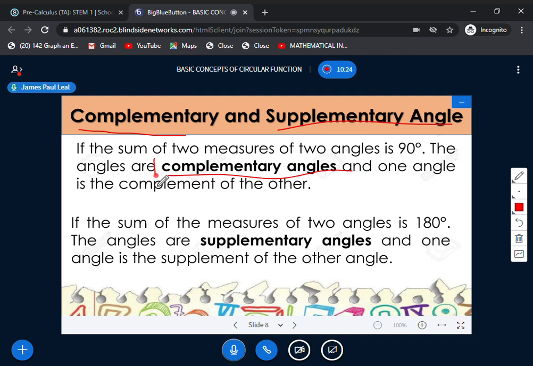They are said to be complementary angles. So we should say that one angle is the complement of the other angle. So that is complementary angle.